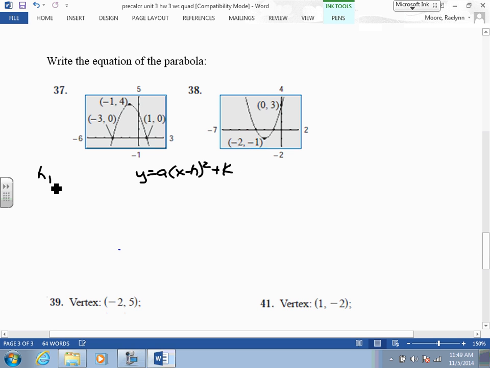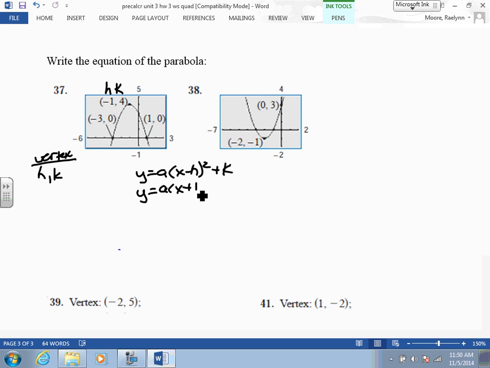HK is your vertex. Keep thinking the way you do transformations, because that's going to help you figure out which way everything is going. And then inside the parentheses, it's always the opposite. So if this is my H and my K, I plug those in. Because that's what I can see first. Get rid of my H and my K. Minus a -1 gives me a +1. And isn't that true that I shifted 1 to the left, so I must be a +1 in the parentheses? Makes sense? And my K is +4.